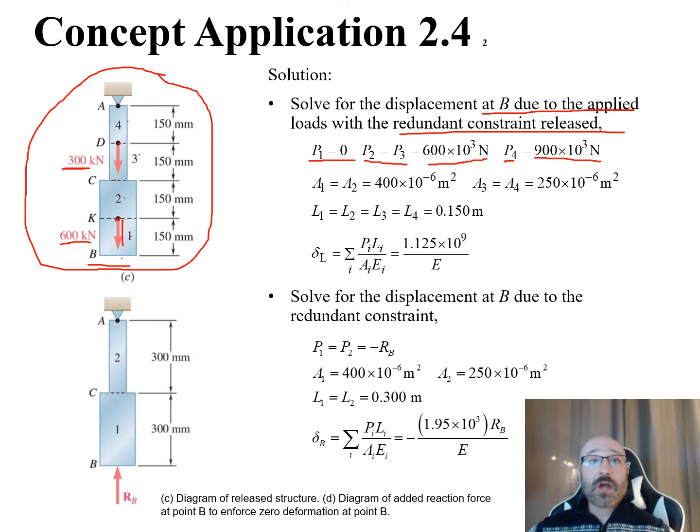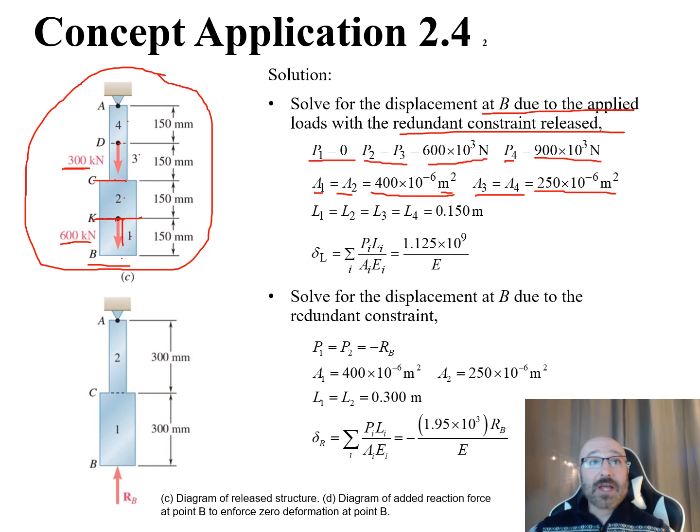We also know our areas there. We can see that A1 and A2 both have the same cross-sectional area, so this is going to be 400 times 10 to the negative 6 meters squared. Make sure we get our units right; we're in meters. Our A3 and A4 have the same diameter, so it's the same cross-sectional area there of 250 times 10 to the negative 6 meters squared.